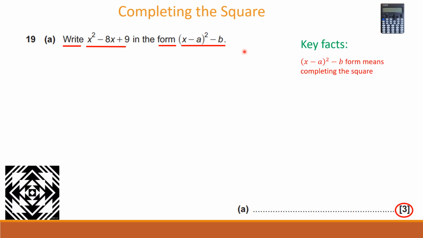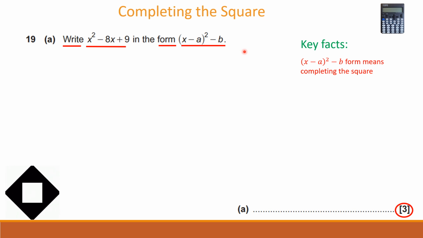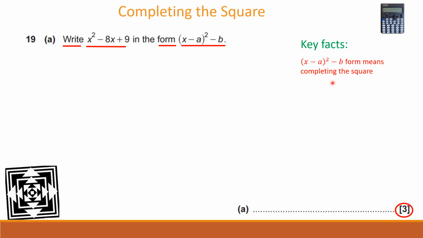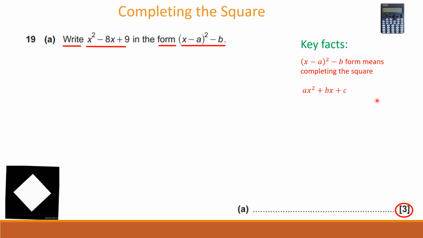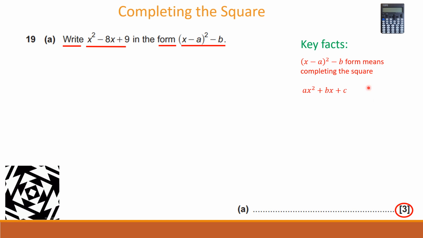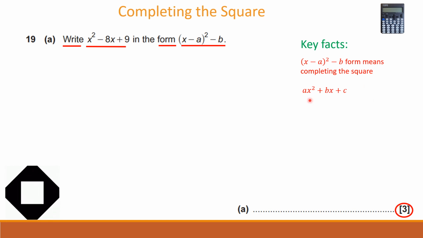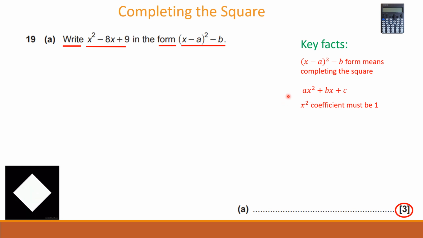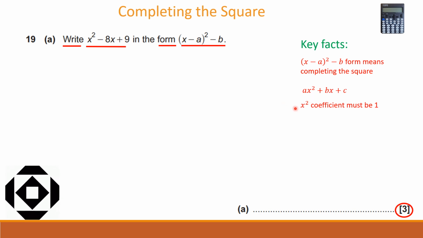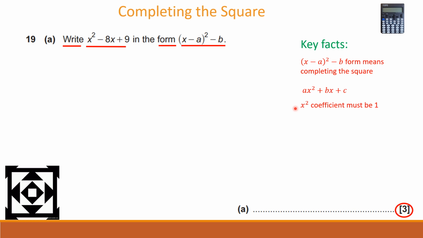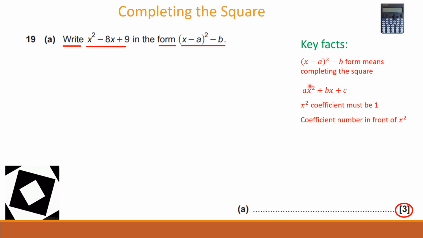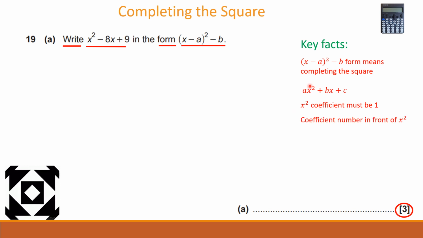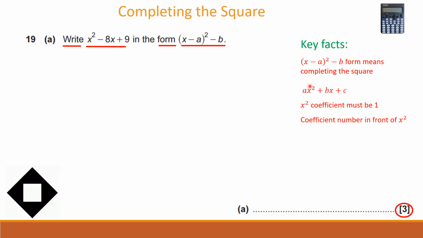The key facts are that when you complete the square, this is the form you're going to be getting here. When you start off with any quadratic, before you complete the square, the coefficient of x squared must always be 1. So if you've got a value in front of this x squared, you must factorise out and make sure the coefficient of x squared is 1. Now the coefficient is the number in front of the x squared.